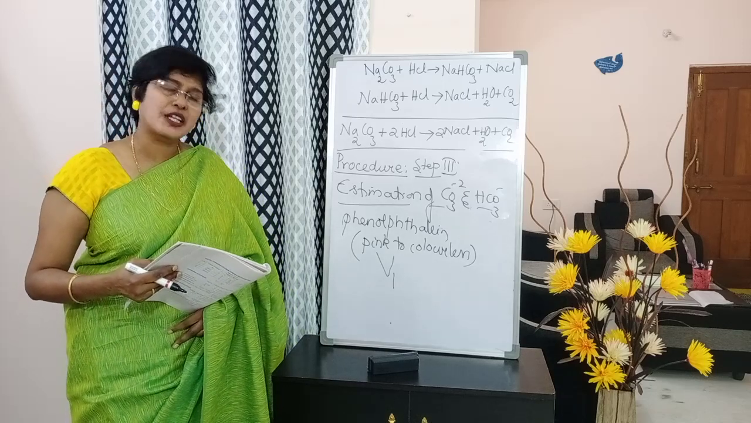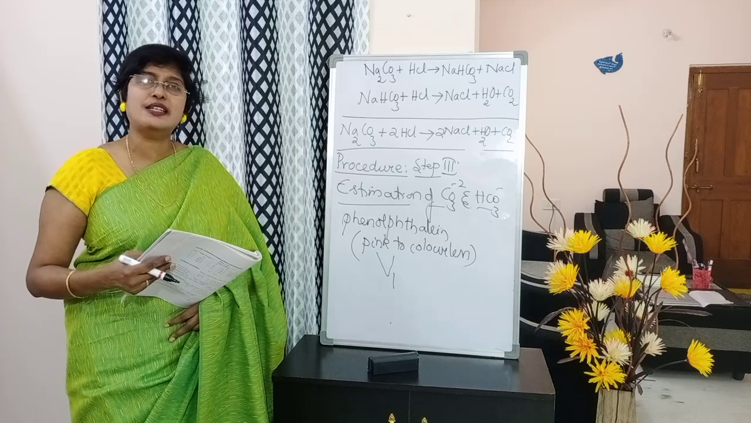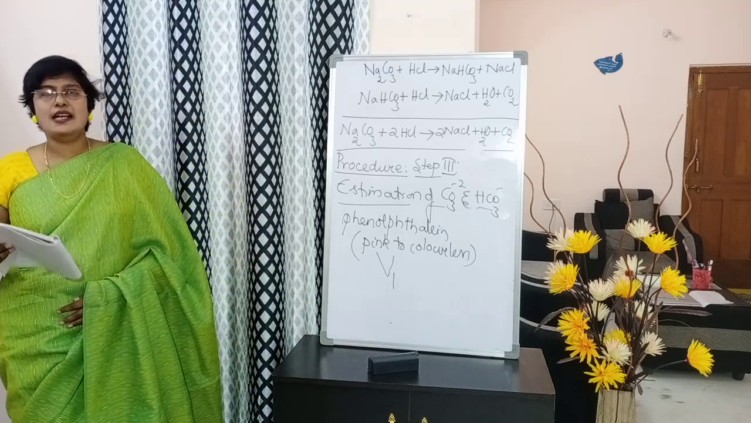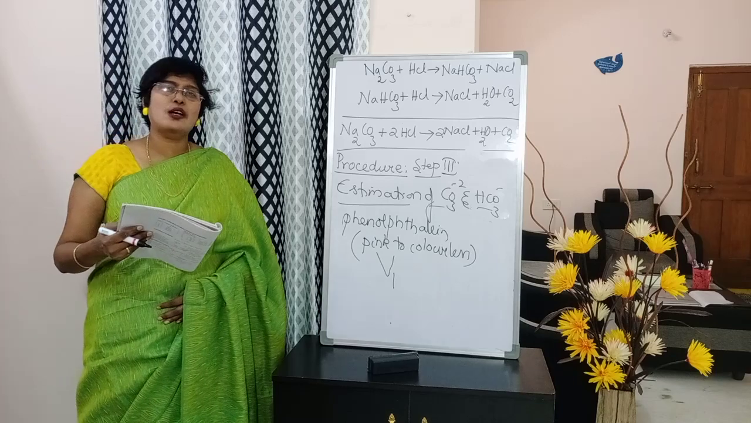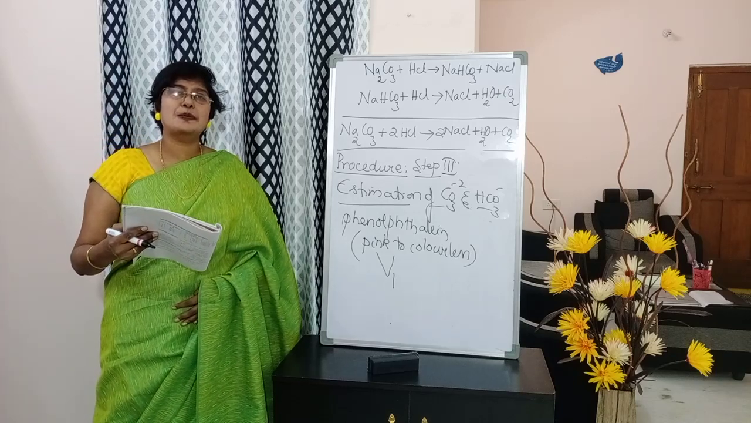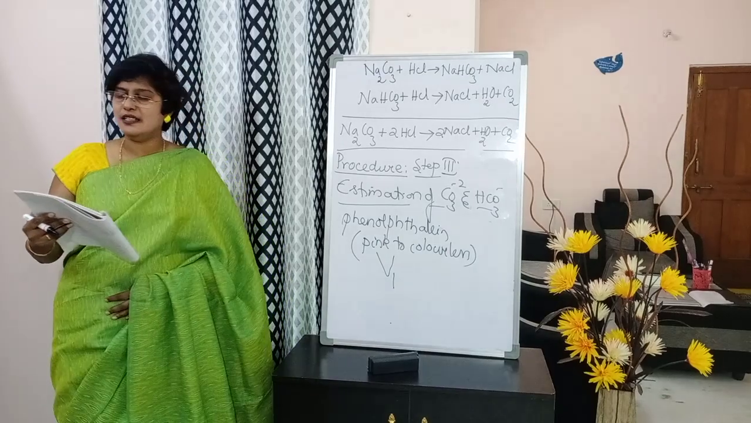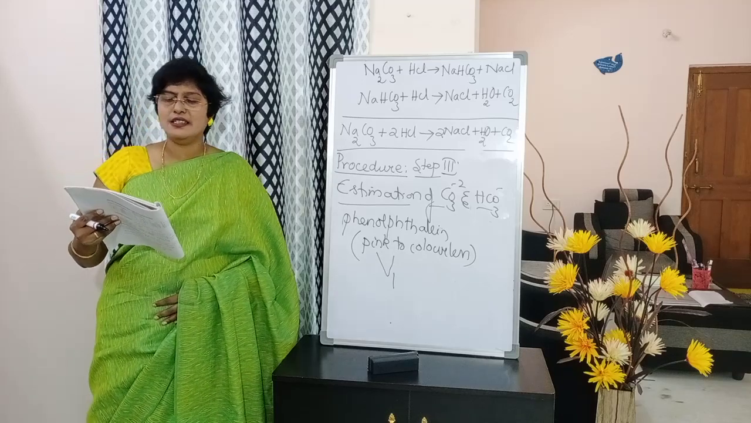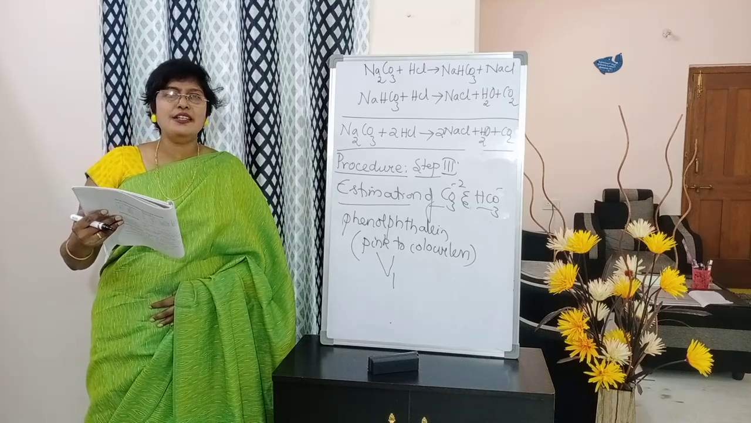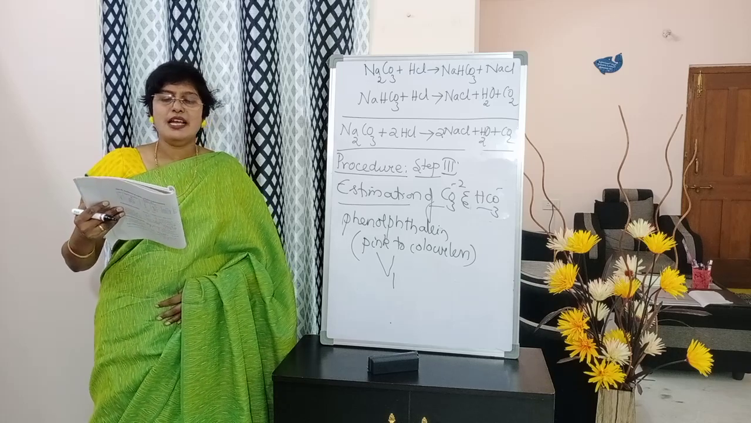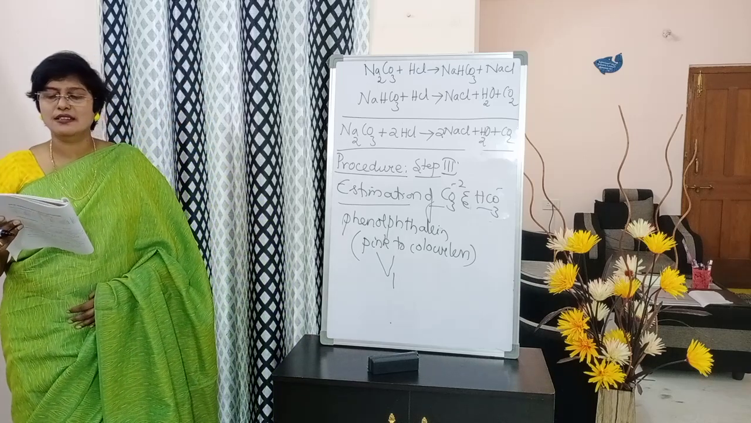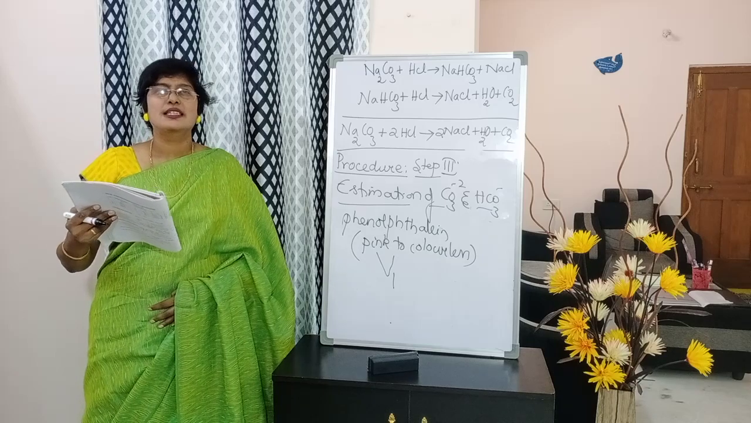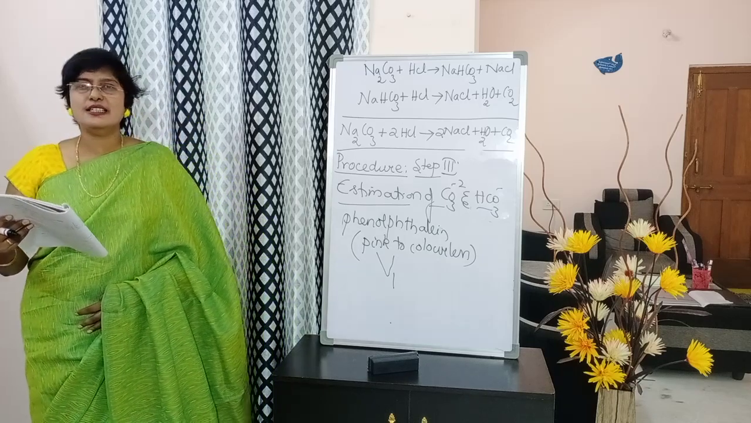To the same flask. What is that flask? Conical flask. We don't throw the solution. We don't discard the solution, students. To the same flask, add 2 to 3 drops of methyl orange indicator. And continue the titration till the yellow color changes to pink.